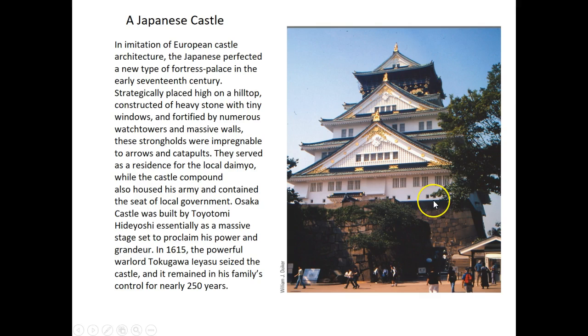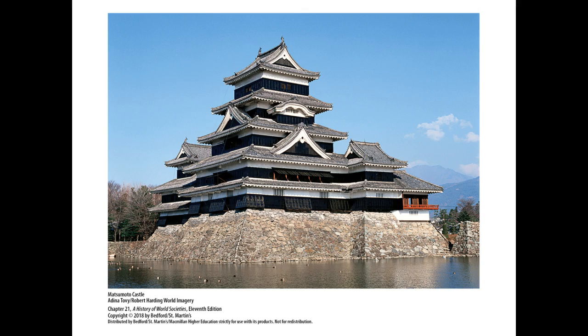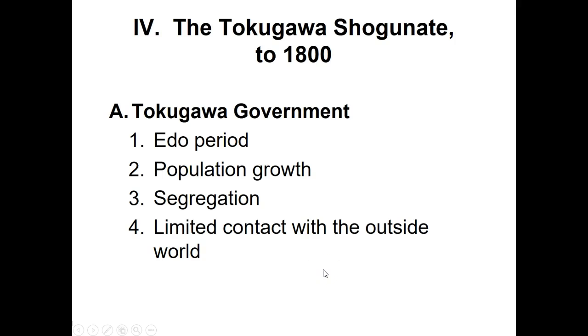Now, remember me telling you about castles? There you go. Okay, this is a Japanese castle, and this is one built by Hideyoshi. It is massive, and it's very similar to what we saw. Here's another one that you can see, wall, moat, all right, very inaccessible.